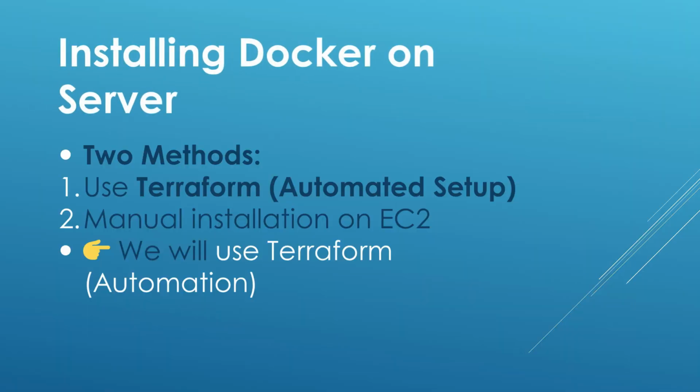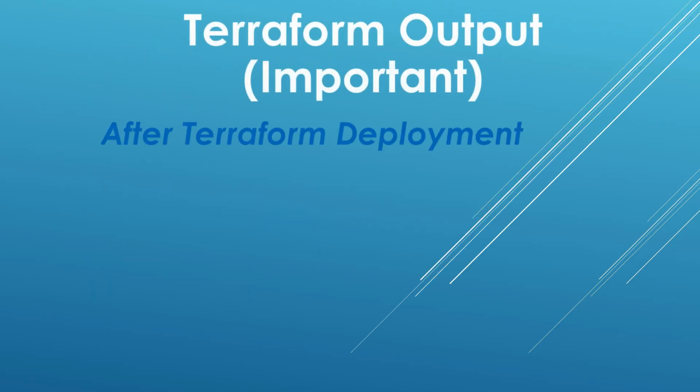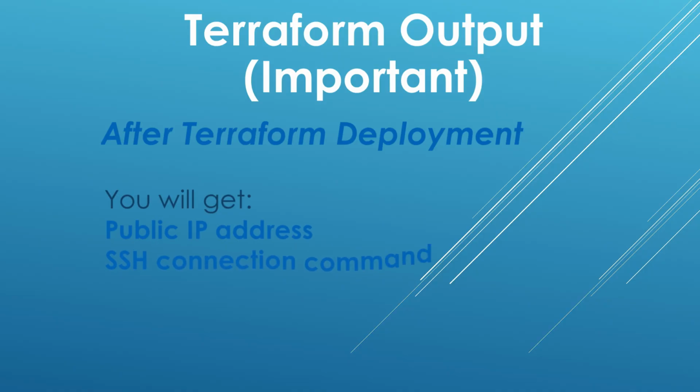Install Docker on your server. Now, there are 2 ways to install Docker on a server. The first method, using Terraform, which is automated. The second method, manually installing Docker on an EC2 instance. But in this course, we are going with Terraform, because as DevOps engineers, we don't like doing things manually. We automate everything. Once our Terraform script runs successfully, you will get 2 important outputs: your server's public IP address and the SSH command to connect to your server. Make sure you copy and save them, because we use them in the next step when connecting remotely.